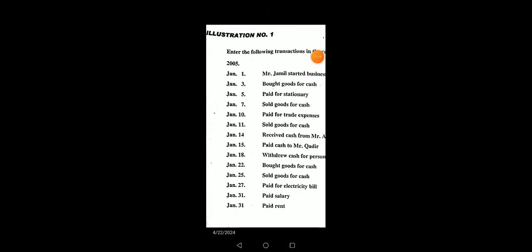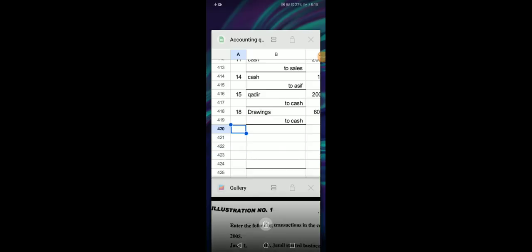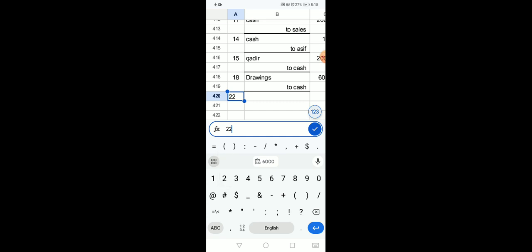Let's see what is next for us, and that is entry 22. Okay, first we will mention the date over here. It's very important, that is why I'm giving a little bit more importance to the date. Entry 22 says purchased or bought goods for cash. You are buying goods for cash. It means when you buy, you have to pay.